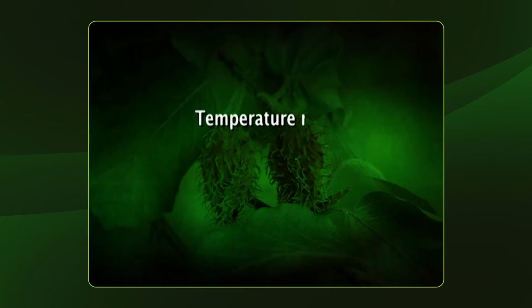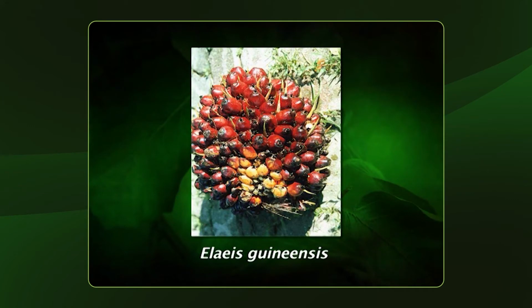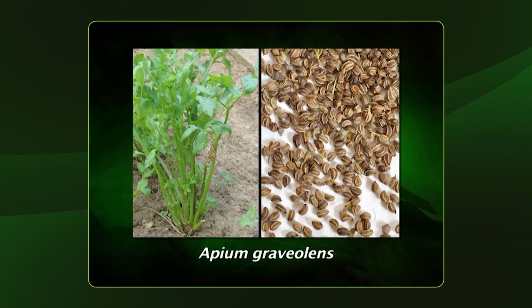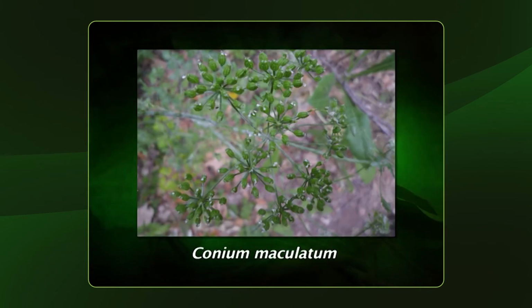The temperature range between 15 to 30 degrees Celsius has been found to be favorable for most of the species with morphological seed dormancy. However, some species like Elaeis guineensis require temperature between 35 to 40 degrees Celsius, while seeds of Apium graveolens require light to germinate. Those of Conium maculatum germinate to higher percentage in light than in darkness.